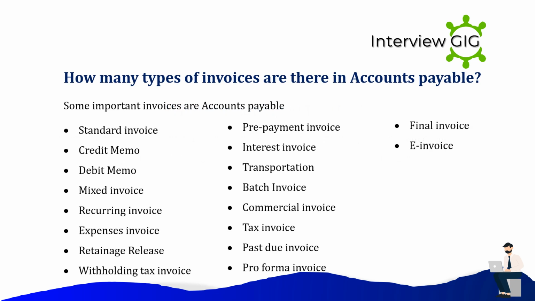How many types of invoices are there in accounts payable? Some important invoices in accounts payable are: standard invoice, credit memo, debit memo, mixed invoice, recurring invoice, expenses invoice, retainage release, withholding tax invoice, prepayment invoice, interest invoice, transportation, batch invoice, commercial invoice, tax invoice, past due invoice, pro forma invoice, final invoice, e-invoice.